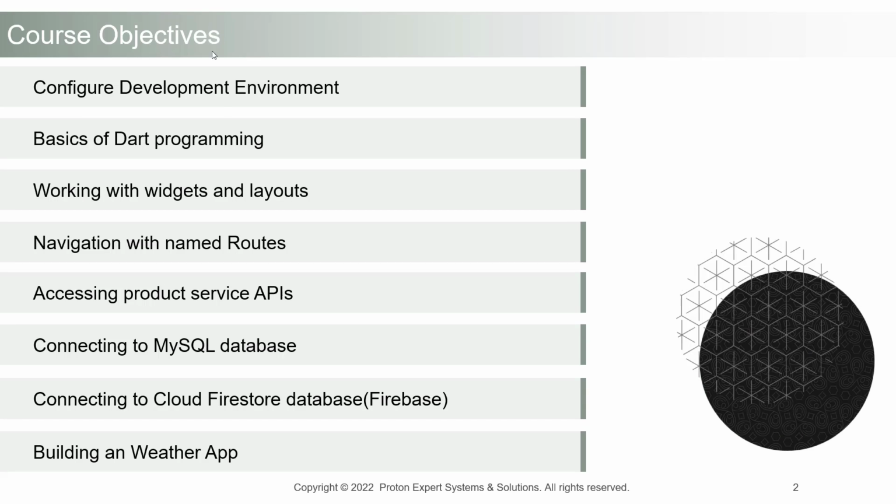The objectives of this course include: you will be learning to configure the development environment. You will be introduced to the basics of Dart programming. You will get to work with widgets and layouts. You will be able to navigate with named routes. You will learn to access product service APIs. You'll be able to connect to the MySQL database, and you'll be able to connect to the Cloud Firestore database, which is called Firebase. And towards the end, using all of whatever you've learned, you will also be able to build a weather app.